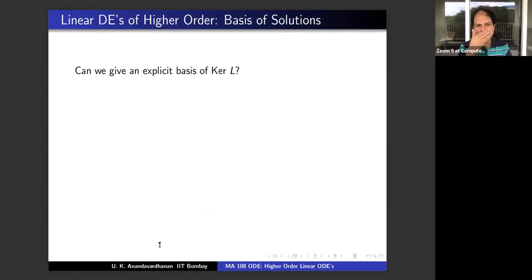Okay, so the question is, can you give an explicit basis of the kernel of L? Do you remember the strategy in dimension 2, in second order? How did we get a basis? There was a theorem, no? Can one of you recall the theorem?